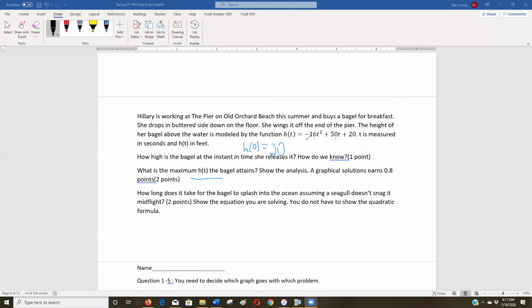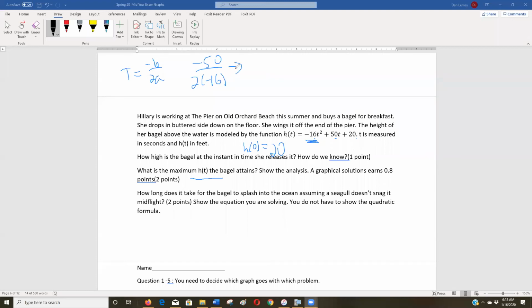I see a parabola that's going to open down because that leading coefficient is negative. That tells me the vertex will be the maximum value, or the y-coordinate of the vertex will be the maximum height. So then to do the analysis, you've got to remember that x, or t in this case, equals -b over 2a. So -50 over 2 times -16.